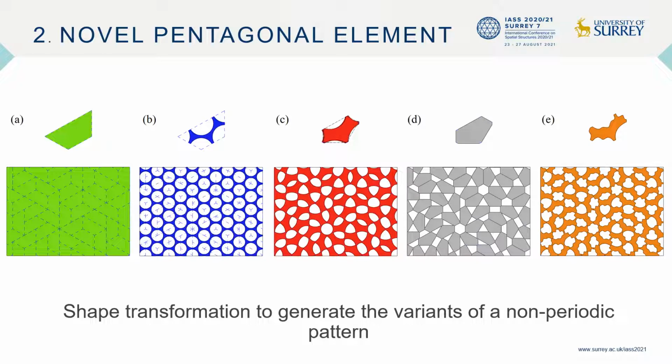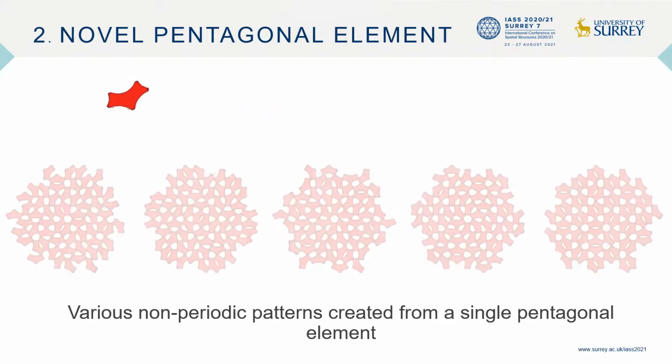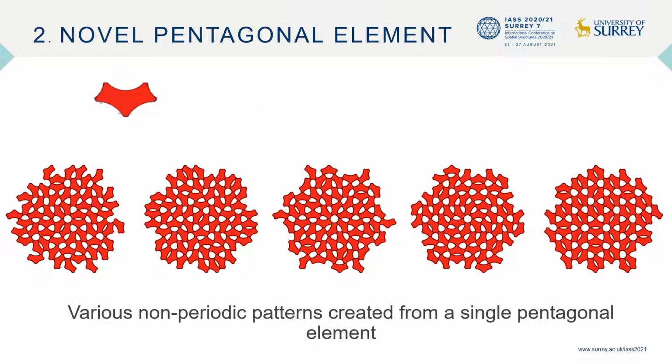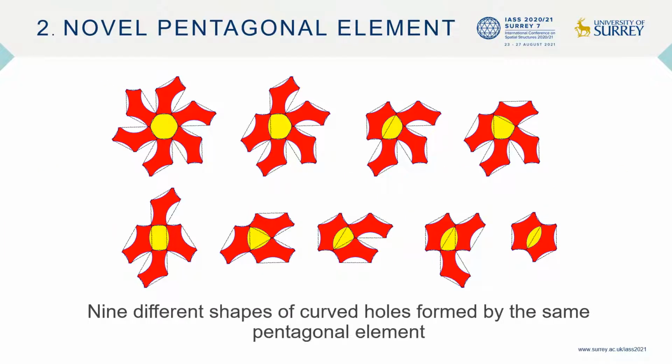This figure shows a set of exciting configurations that share the same non-periodic pattern but possess different appearance. We have used the red pentagonal element shown in this figure to demonstrate that there are many other potential non-periodic patterns to form continuous configurations. One interesting thing, as shown in this figure, is that 9 different shapes of curved holes can be created in various patterns, while only a single element is used.